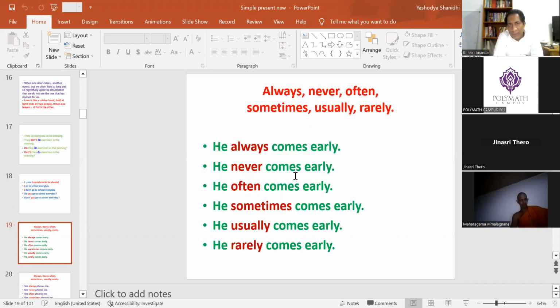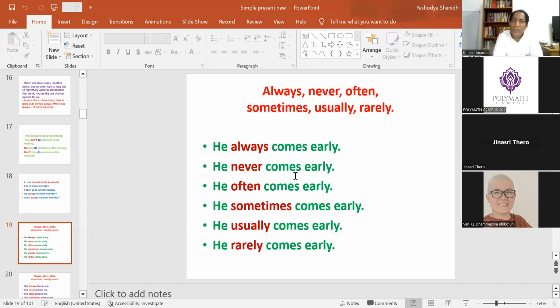And this is another important thing that we should learn when using the simple present tense. You can see a few adverbs on the screen here. Always, never, often, sometimes, usually, rarely. These are adverbs of time because they make sort of idea regarding the time of the action happening. You know that we cannot use these adverbs here and there. The placement is very important. When placing these adverbs, we do have to place them generally before the main verb.